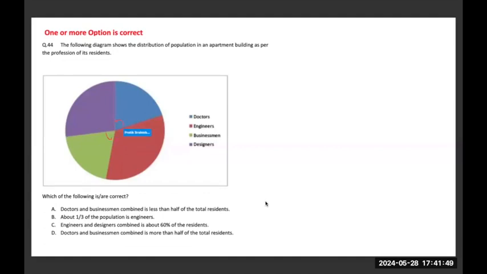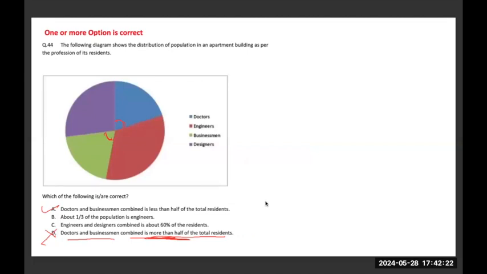If you look at the angle that the blue sector and green sector have, it is less than 90 degrees. If it is less than 90 degrees, which means that the combined is less than half. That is obvious, if this angle is less than 90 degrees. So A is correct. Now, if A is correct, automatically D will be wrong, because D says doctors and businessmen combined is more than half of the total residents. So D is wrong, obviously, by that rule.